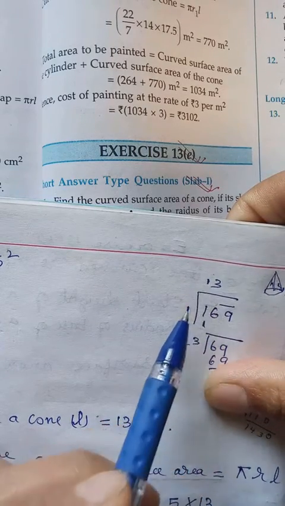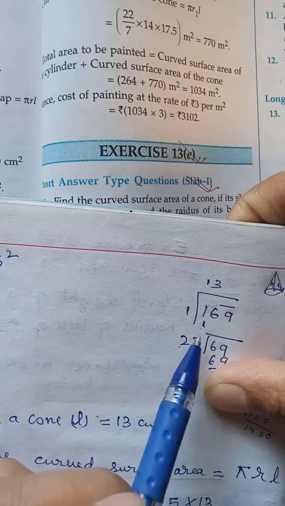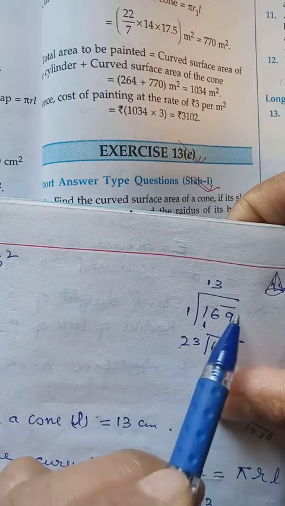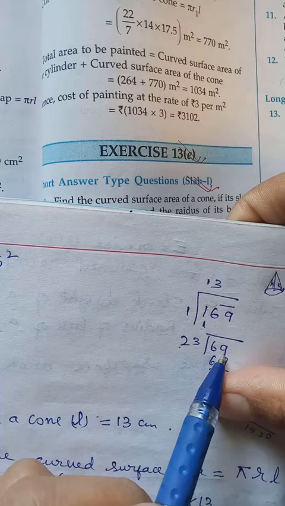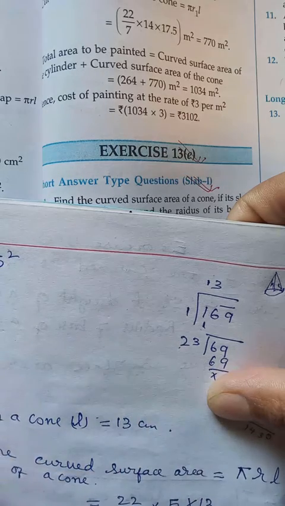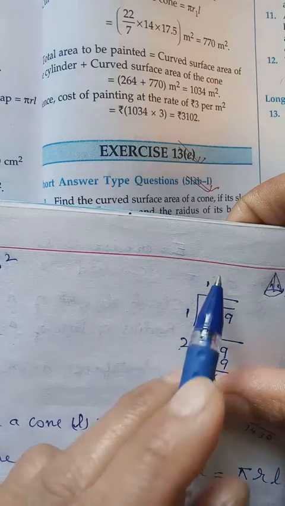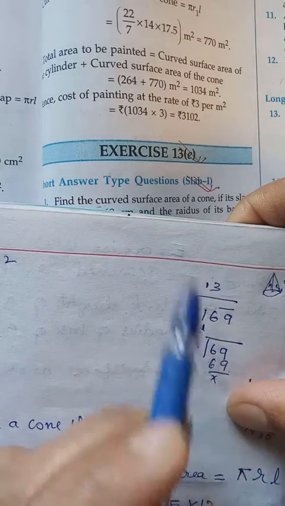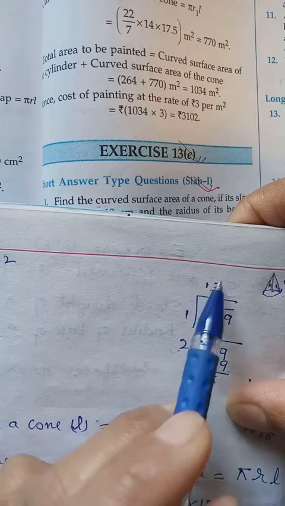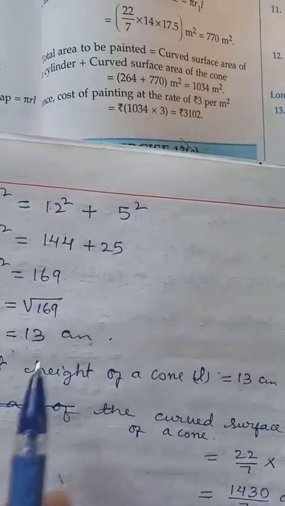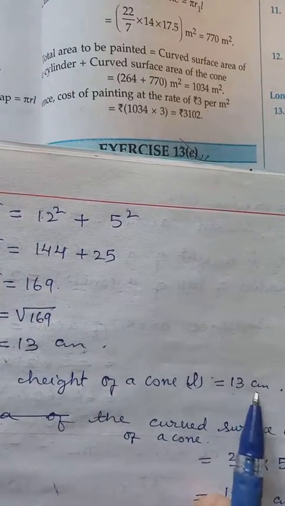Then here you do 1 plus 1, 2. Try to introduce a new number so that it will fit what we have here, 69. If you do 21 into 1, it will not fit. 22 into 2 will not fit. But 23 into 3 is 69. So the answer will be 13. That means the slant height is equal to 13.